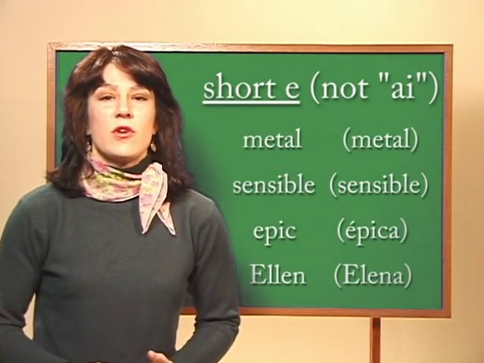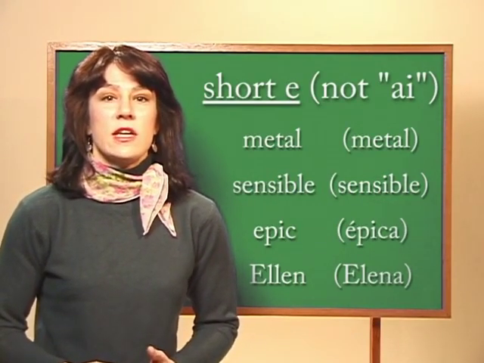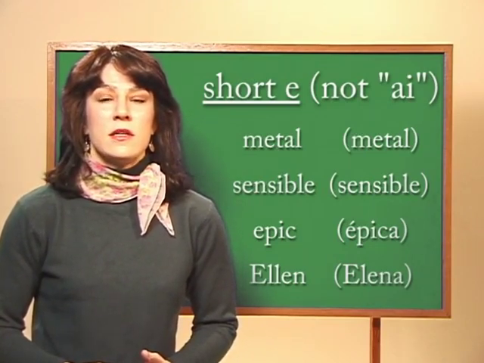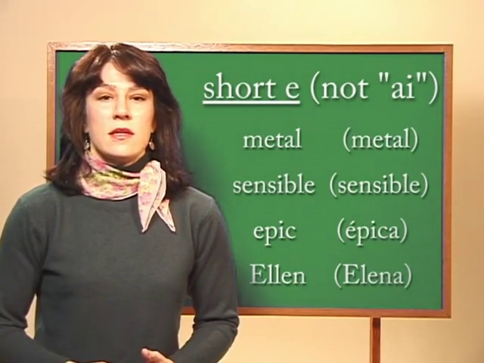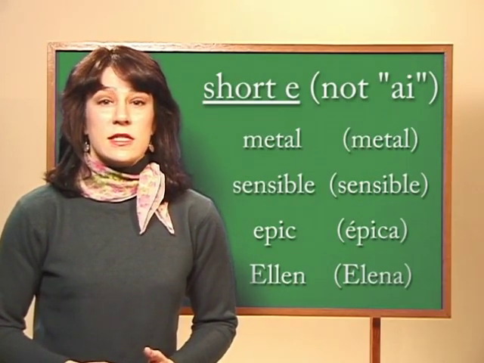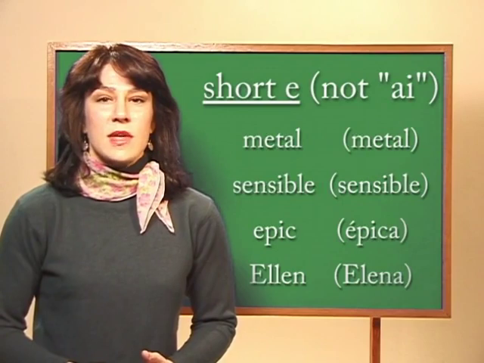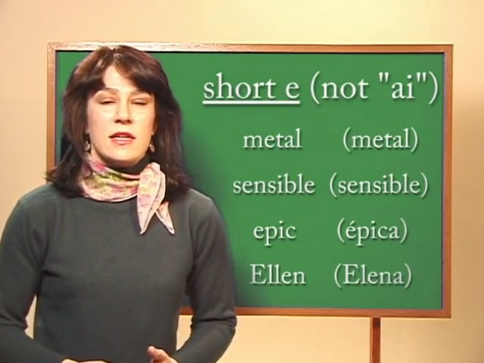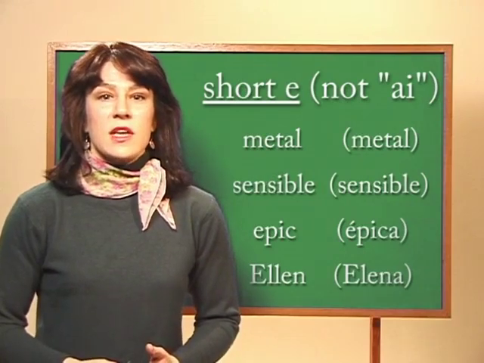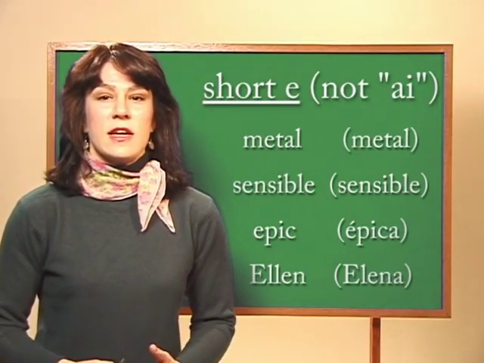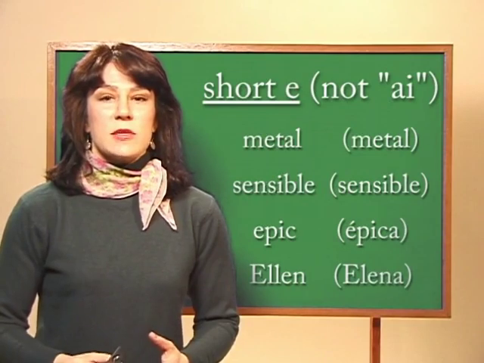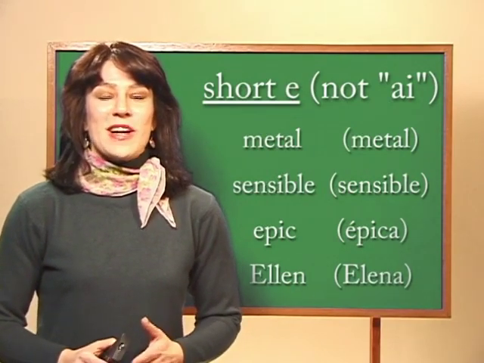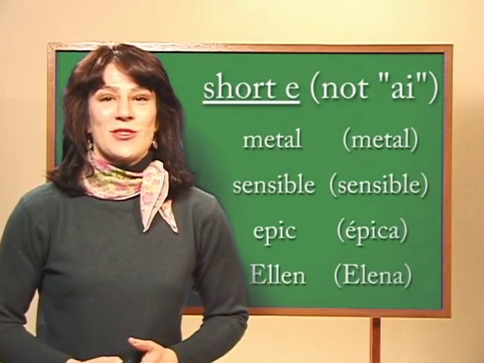Here are some equivalent words in which the English short E and the Spanish E can be heard. Metal, metal. Sensible, sensible. Epic, épica. And the name Ellen is Elena. The short E in English is very light, but in Spanish the mouth is opened wider. Watch how strong the E sounds in the next situation.